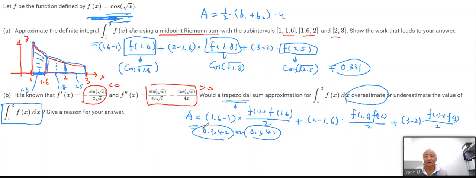All right, so that's what this question is about. If you have any questions for this one, you can see that the overall procedure is very clear. Just use the Riemann sum, with a middle point, or the trapezoid method.